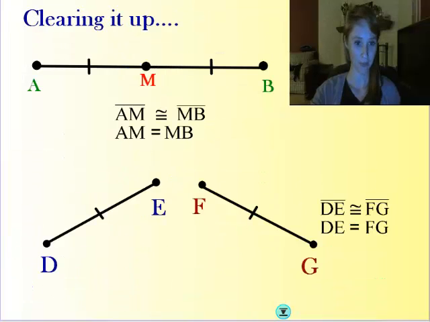Great. Okay. All right, one more thing before we move on to the last thing. We found that the tick marks in our last example told us that line segment AM is congruent to line segment MB. But I don't have to have two joined line segments to show that they are congruent with tick marks. I can have separated line segments, as I'm showing here, to show that line segments are congruent. So because I have a tick mark here and a tick mark here, that means that line segment DE is congruent to line segment FG.